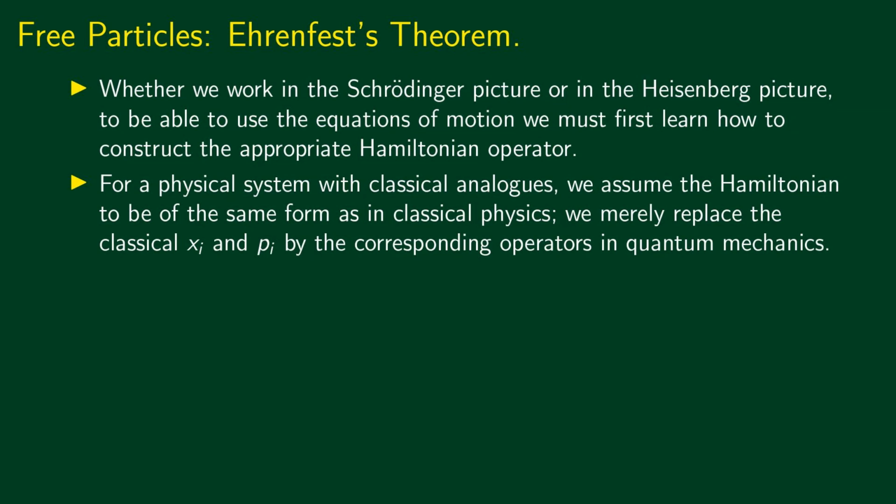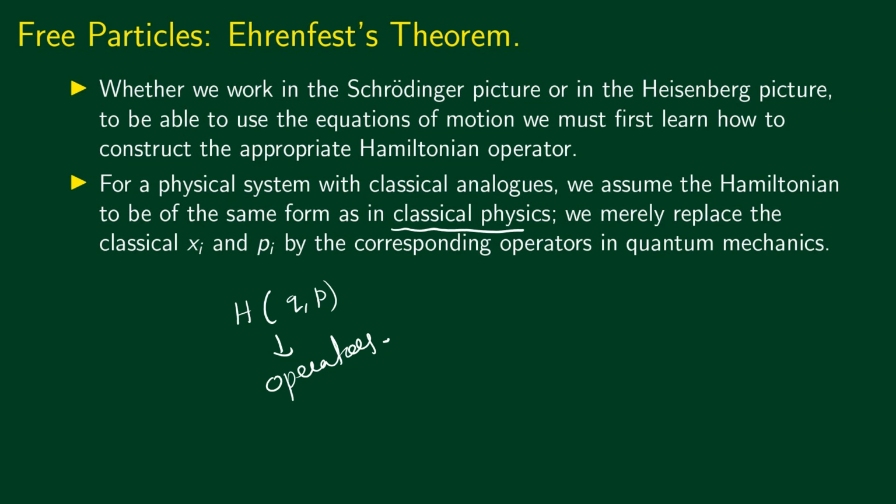For example, in the case of a physical system with a classical analog, we can assume that the Hamiltonian has the same form as in classical physics. That is, we can take the classical Hamiltonian, which is in general a function of coordinates and momenta, and we can just assume that the quantum mechanical Hamiltonian is also the same function of Q and P. The only difference is that now we have to replace the Q and P in classical mechanics with the corresponding operators. So the procedure is simple.